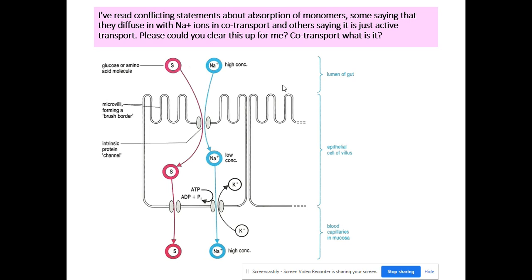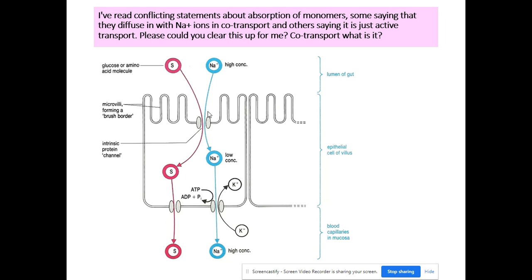So this area here is the lumen of the gut. These here are those microvilli cells that make up the kind of edge of the villi in the ileum. And down here, we would have the capillaries. And in between those two areas, you would have the tissue fluid. So we've got 3 protein kind of channels that are in play. We've got this one up here.